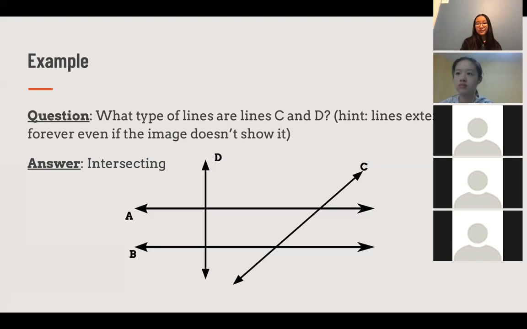All right, so the answer is intersecting, but it can also be transversal because both lines C and D are transversals. Although I took the question to mean more like, what do lines C and D create together? So then intersecting would be another right answer.